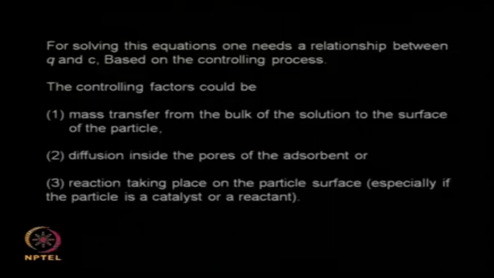If there is a reaction taking place, then the reaction also may be controlling, but in a normal chromatographic system we shall completely omit this. So these two things may be happening. One is the mass transfer from the bulk of the solution to the surface of the solid material, which may be controlling, or the diffusion of the solute from the surface of the stationary phase into the pores may be controlling. So depending upon which is controlling, you may have different types of relationship between Q and C, okay.